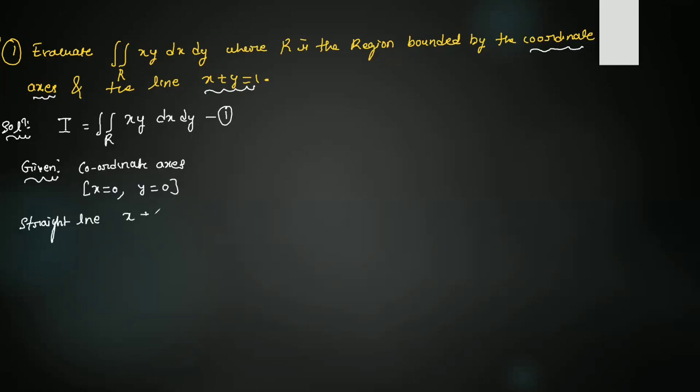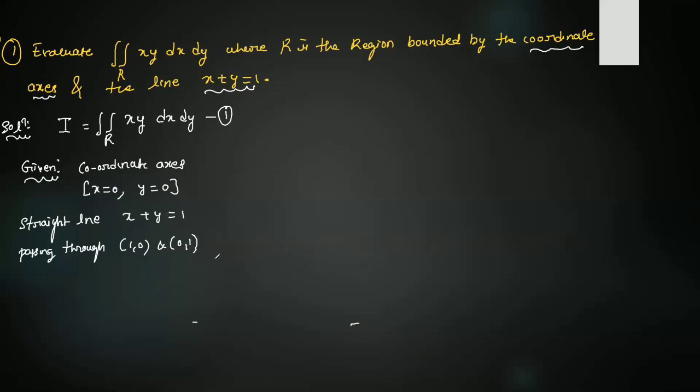It is x plus y is equal to 1, passing through 1, 0 on the x-axis and 0, 1 on the y-axis. We have discussed this straight line already. On the x-axis it cuts at 1, 0. On the y-axis it cuts at 0, 1. Why? Because it is in terms of x by 1, y by 1 is equal to 1.